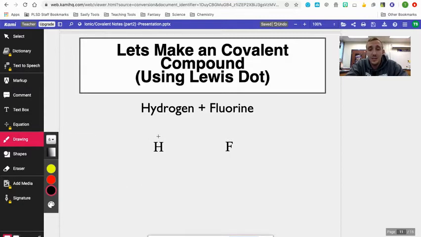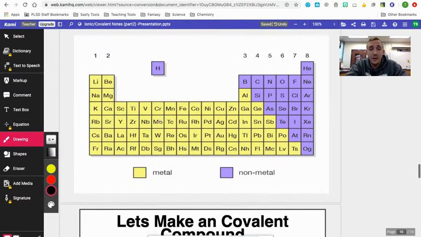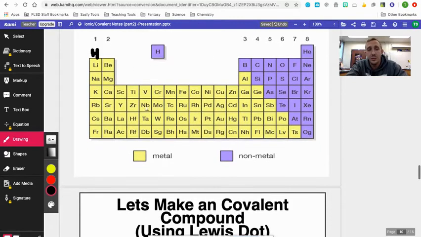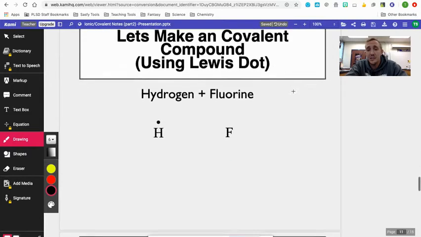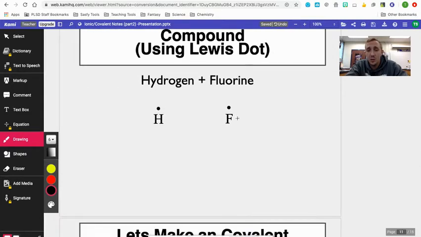Hydrogen's in group 1, so it has 1 valence electron, and once again, hydrogen is here. I'm going to draw that H. We just have it out there so you know it's also a nonmetal, and it has 1 valence electron. Fluorine has 7 valence electrons because it's in group 7. So we're going to put 1, 2, 3, 4, 5, 6, 7.